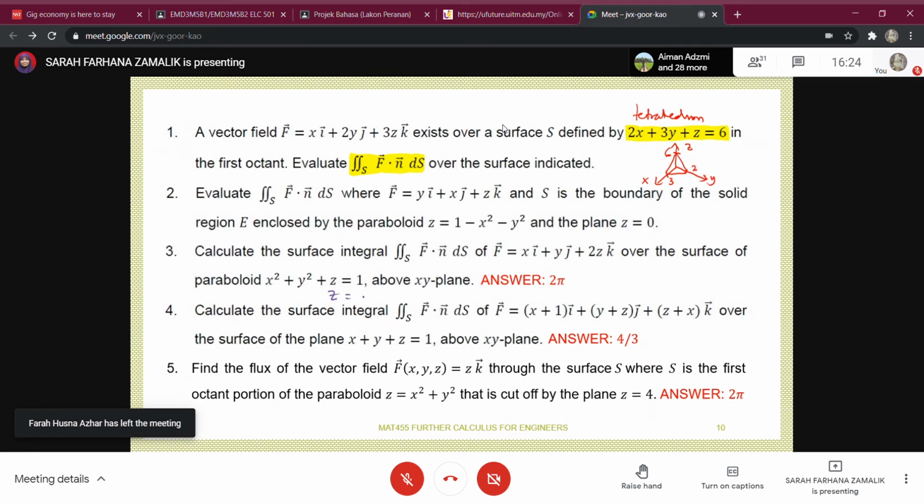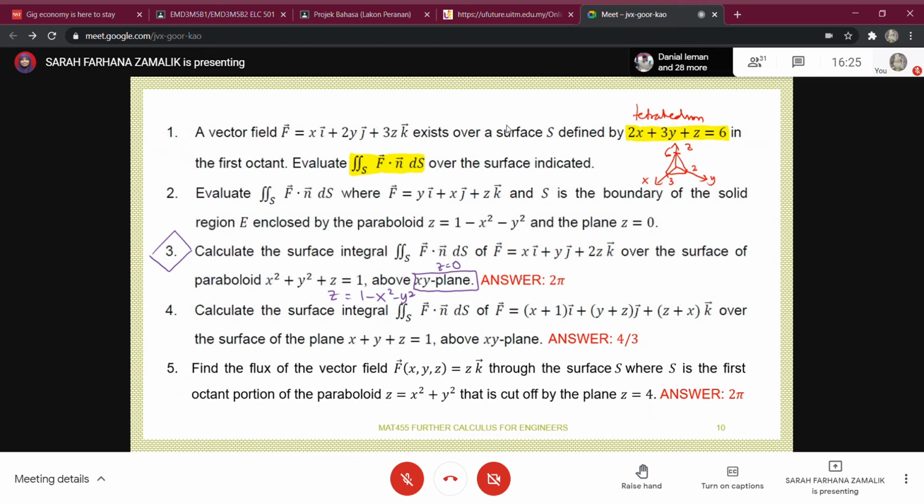So z equals to 1 minus x square minus y square. So the shape is the same as number 2 earlier. So you can try it on your own. Above xy plane, what does it mean? Z equals to 0. Okay, please try number 3 as your homework. I have given the answer. This is the same as number 2 earlier, but the component for your vector field F is different.